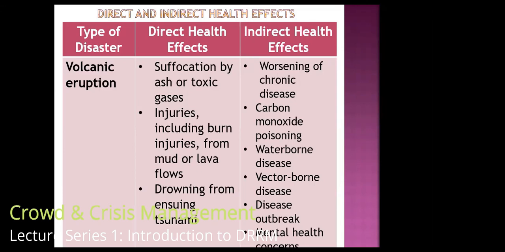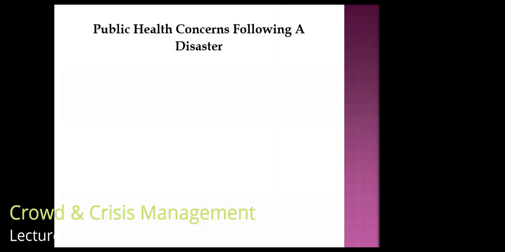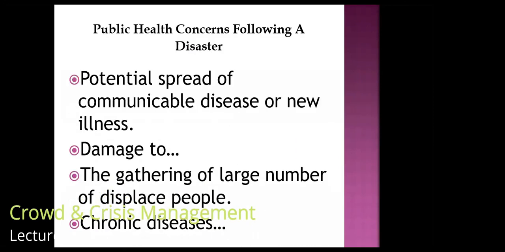So the next one is the public health concerns following a disaster. Here are the health concerns of the public. The first one is the potential spread of communicable disease or new illness or outbreaks. Damage to water systems, sanitation facilities, food supply systems, health infrastructure, and other basic infrastructure can increase the risk of an outbreak following a disaster. The next one is the gathering of a large number of displaced people within shelters or refugee camps.